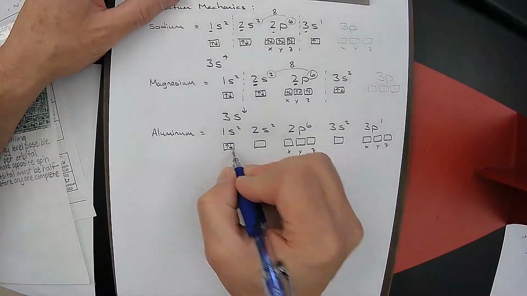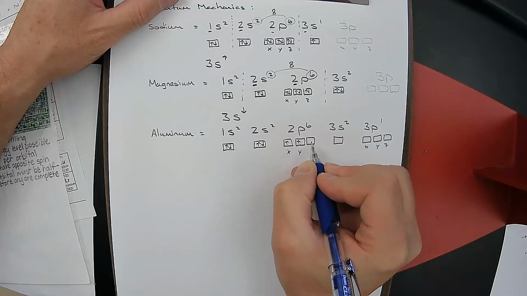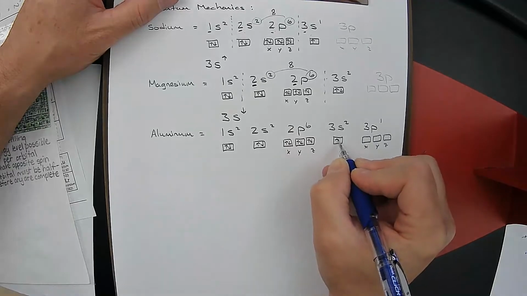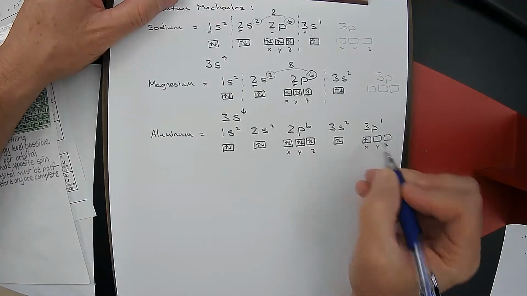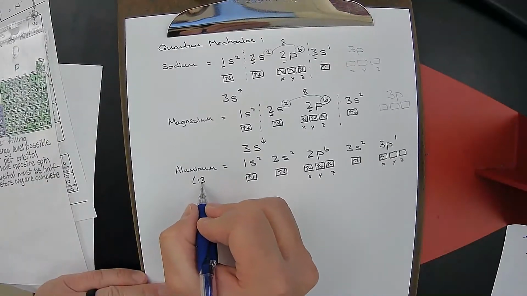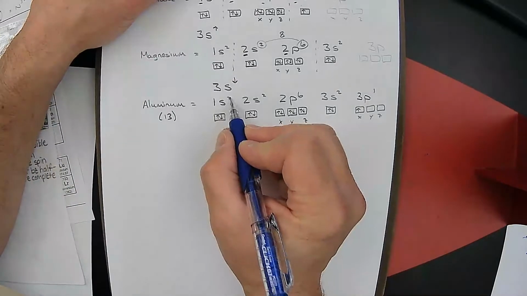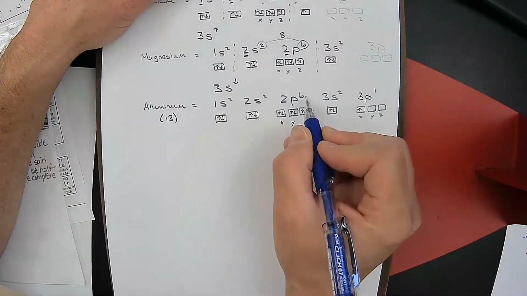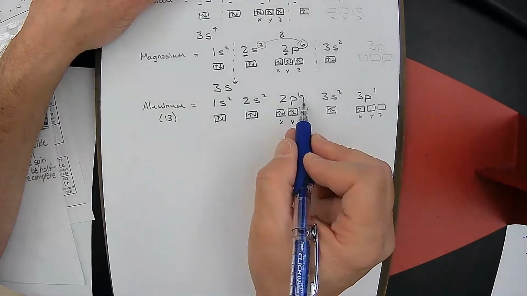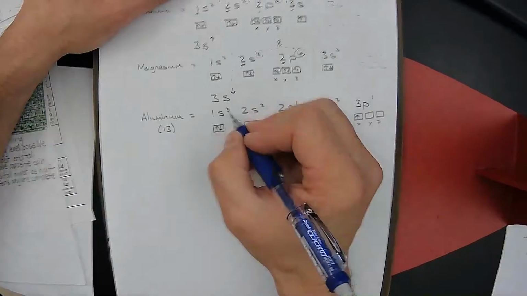An up and a down for the s, and then an up, an up, an up, a down, a down, a down for the p's. Aluminum is number 13 on the periodic table. Why is it number 13? Because it's got 2 plus 2 plus 6 plus 2 plus 1. 2, 2, and 6 make 10, and then 3 more give you 13.